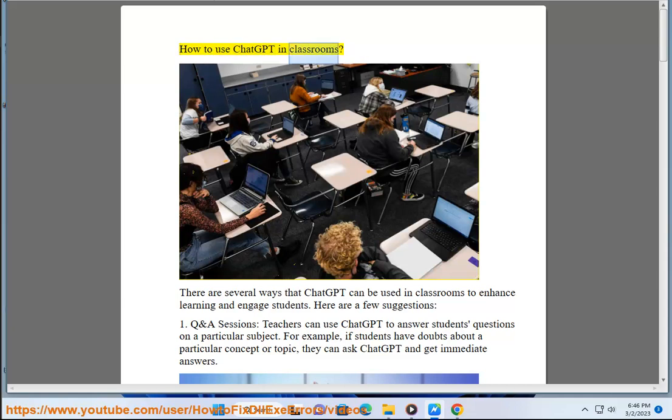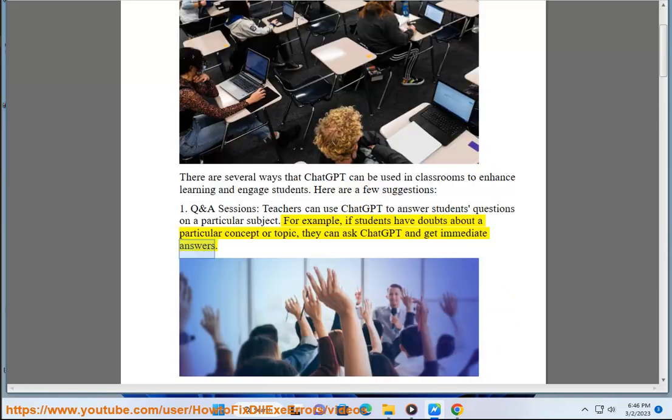How to use ChatGPT in classrooms. There are several ways that ChatGPT can be used in classrooms to enhance learning and engage students. Here are a few suggestions. 1. Q&A sessions. Teachers can use ChatGPT to answer students' questions on a particular subject. For example, if students have doubts about a particular concept or topic, they can ask ChatGPT and get immediate answers.